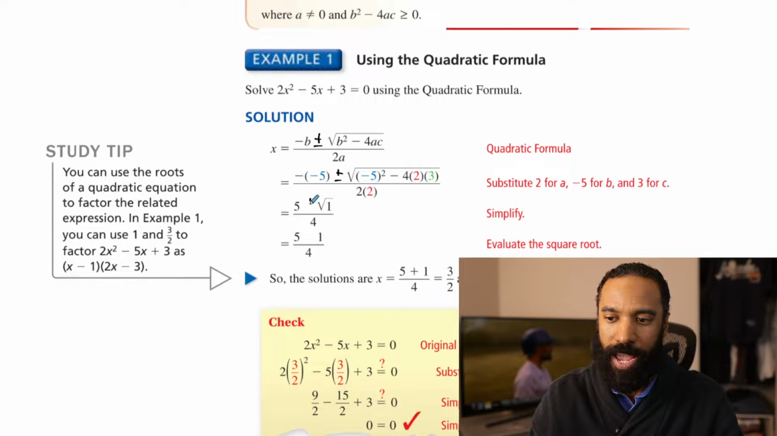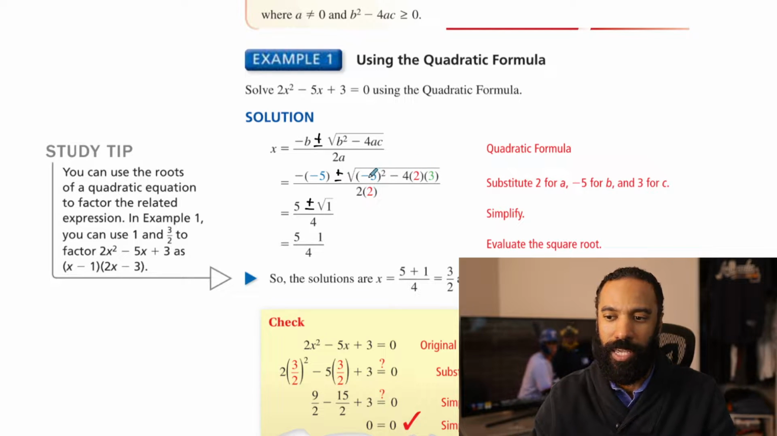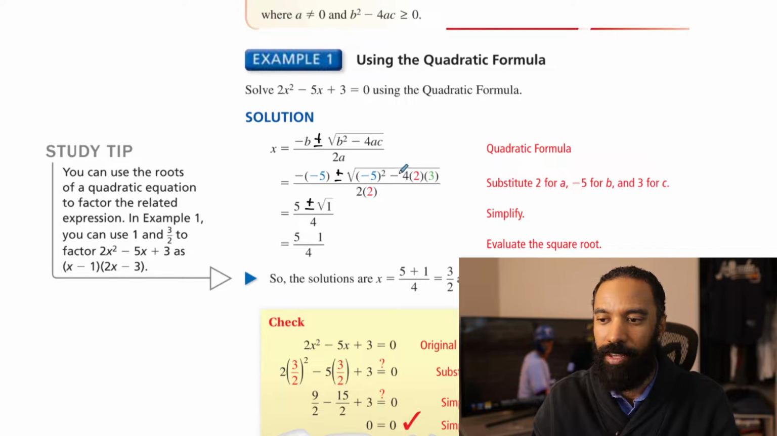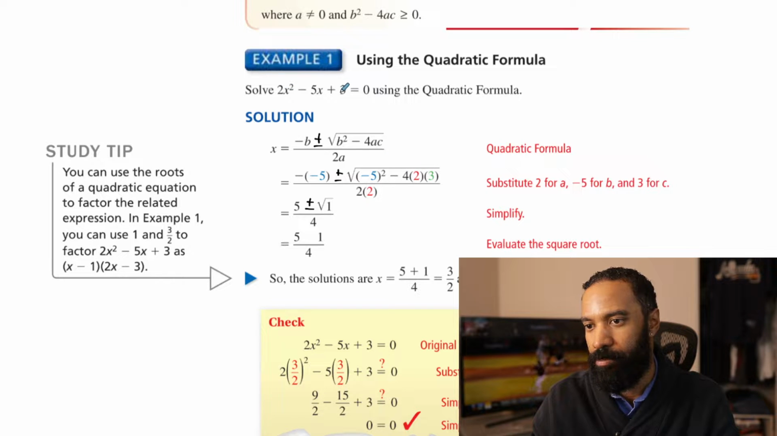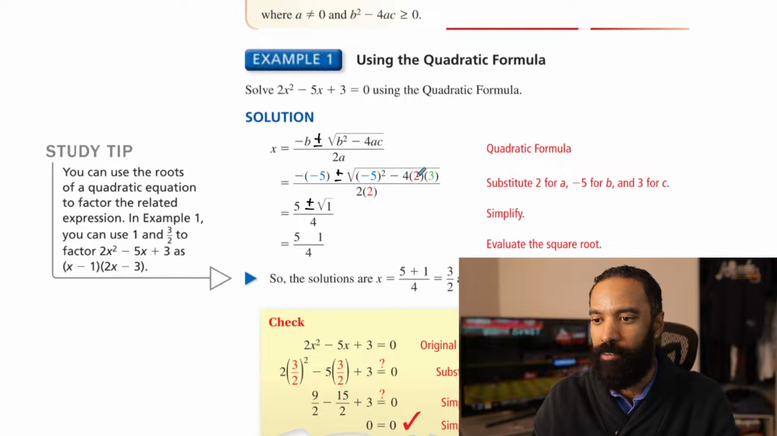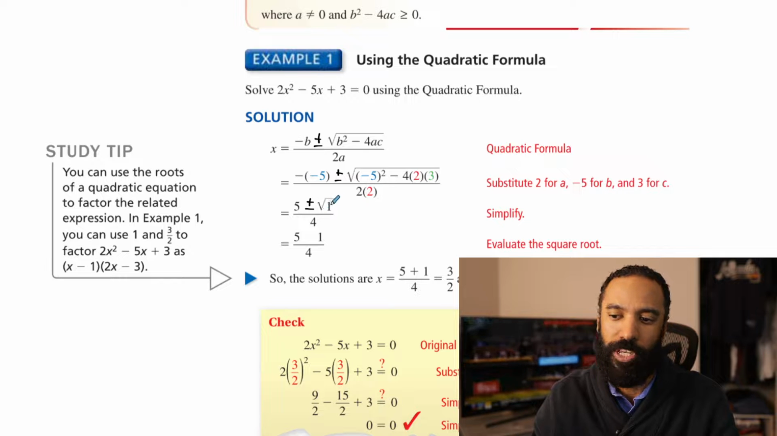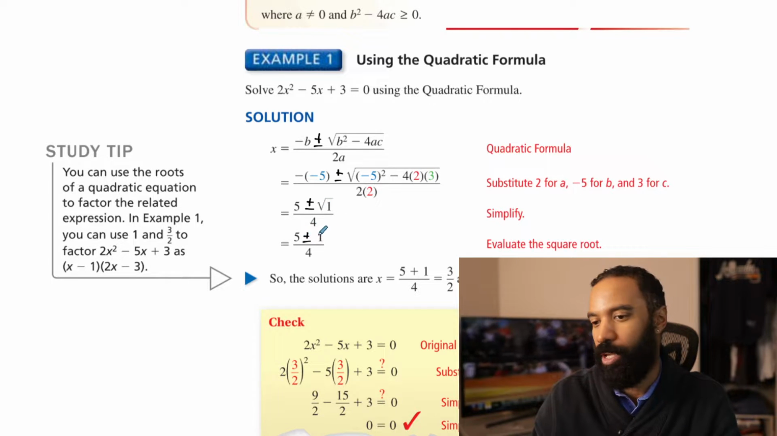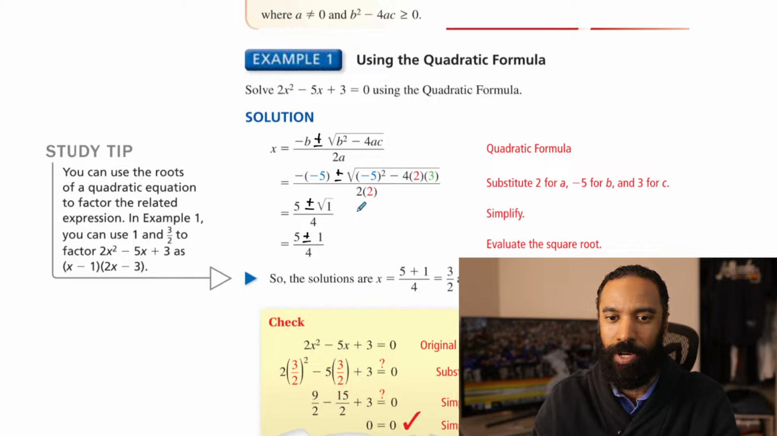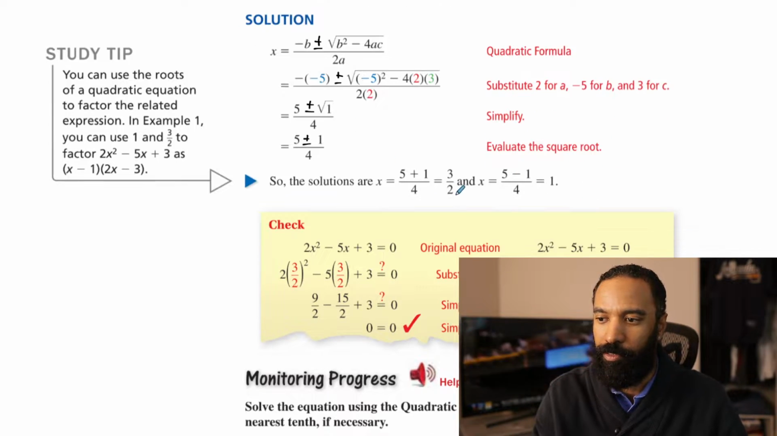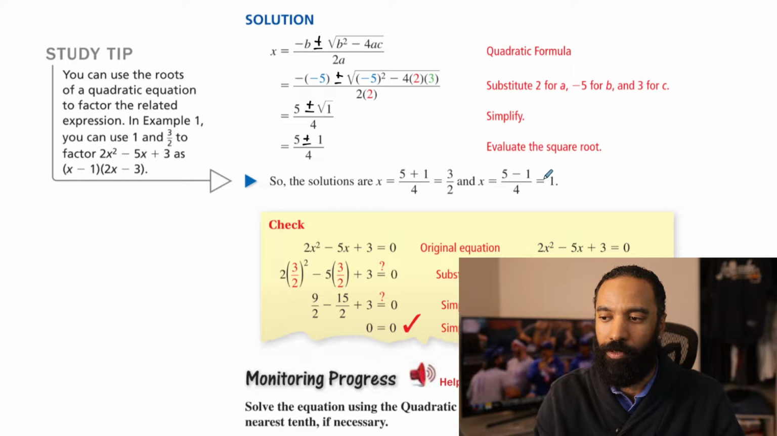Then we add or subtract the square root of b squared minus 4ac. Negative 5 squared is 25, minus 4 times 2 times 3, 4ac. 25 minus 24, which is 1. The square root of 1 is 1, and we're down to doing 5 plus 1 over 4 and 5 minus 1 over 4. 5 plus 1 over 4 is 3 halves. 5 minus 1 over 4 is 1.